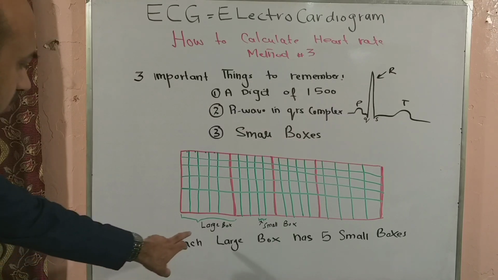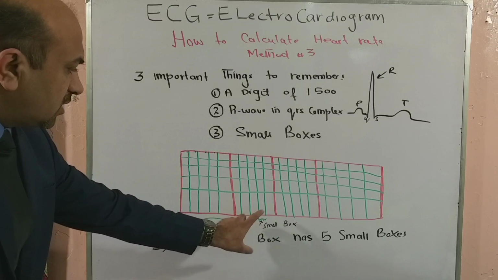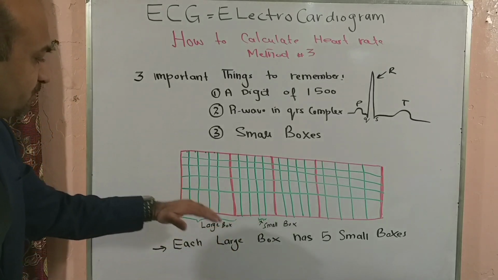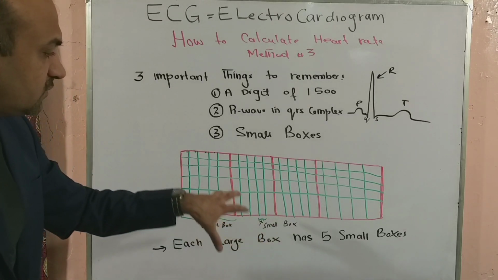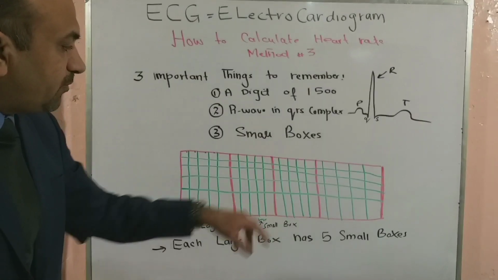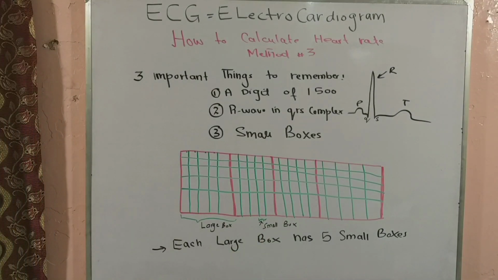Now this is a small box, this one, in between the green lines, and the boxes which are separated from each other with the help of the red lines are the large boxes. Now see that each large box has got 5 small boxes. So these three things are very important when we are going to talk about the method 3. One is the digit of 1500, then R wave, then the small boxes, which are 5 in a large box.